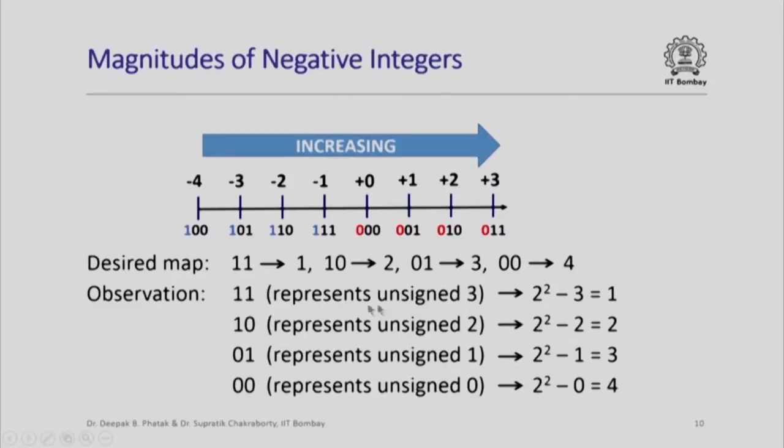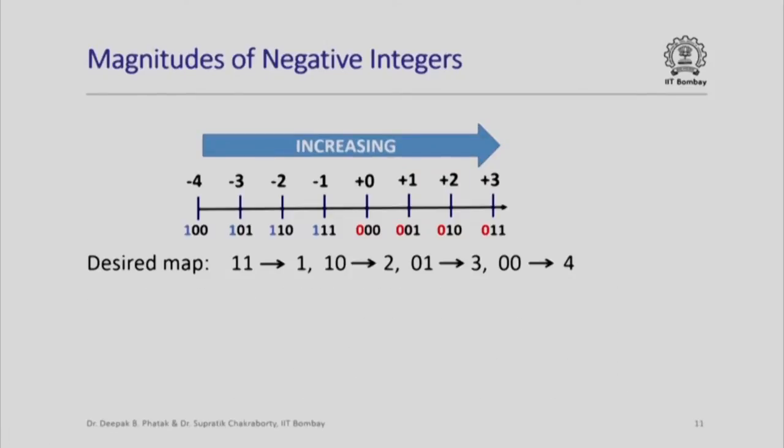We can find out what it represents as an unsigned integer and subtract that unsigned integer from an appropriate power of 2. What was the appropriate power of 2 here? It was 2 squared, because this is the largest magnitude that you can represent using 3 bits in 2's complement. 4 is the largest magnitude that you can represent in 3 bits using 2's complement. So we want 4 minus 0 equal to 4 at this end, and that is why we are subtracting from 2 squared, which is 4.